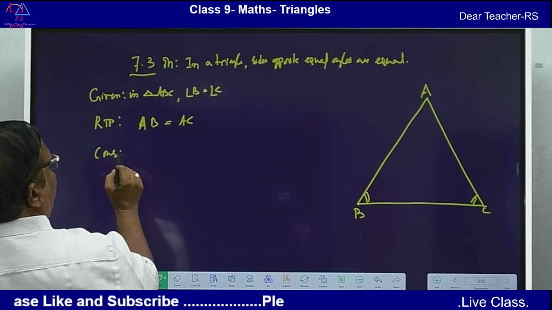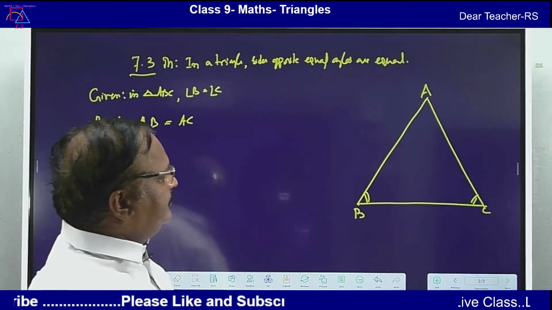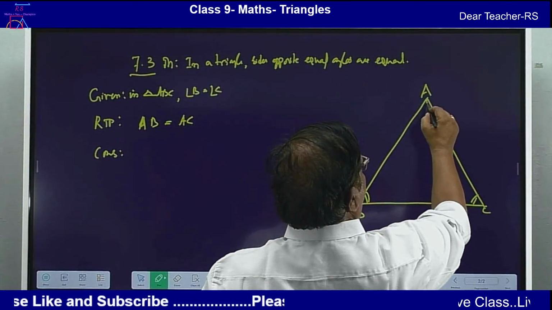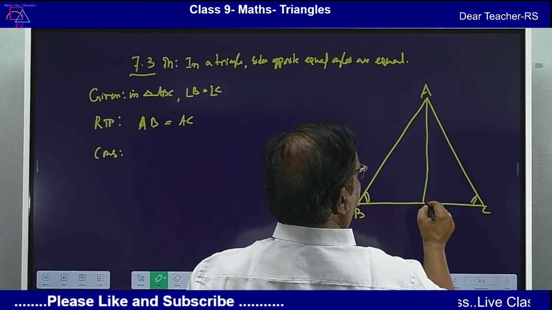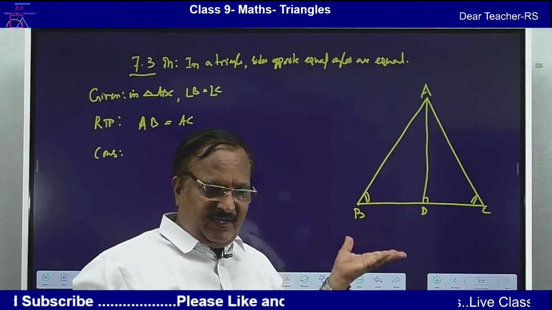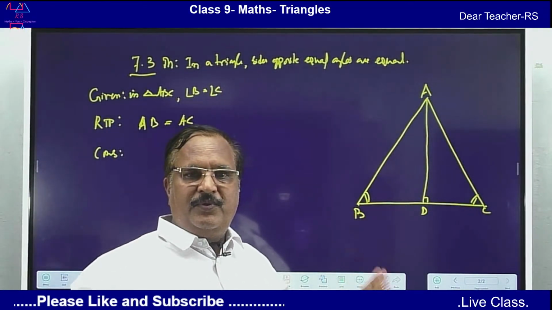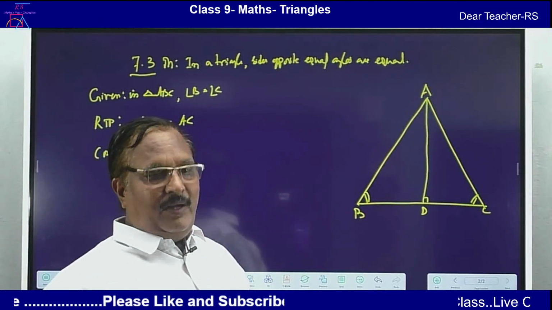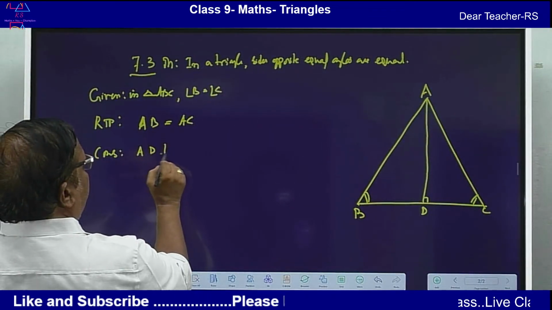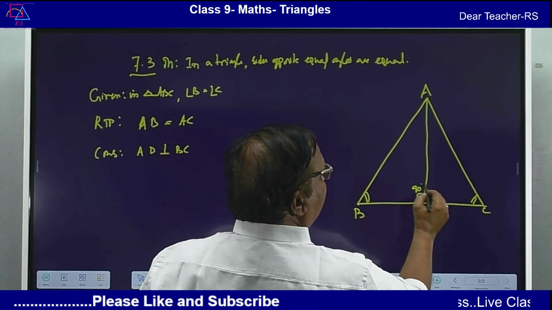For this also we will take a construction. We need to take a construction to apply a congruency rule. Now you can have a perpendicular AD, because in this you cannot apply S. We don't know whether any sides are equal or not. Previously we knew there are two sides equal, but in this we don't know any sides equal. So we have to depend on AAS or ASA. So now draw AD perpendicular to BC. That means both angles are 90 degrees. Perpendicular means 90 degrees.